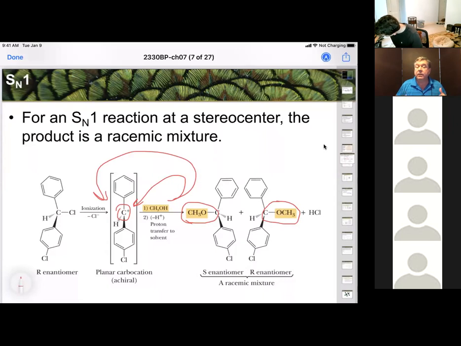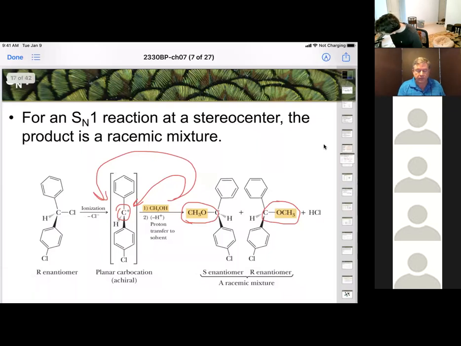Is either side favored? No. Carbocations are trigonal planar. It'll be a 50-50 mixture of being attacked on either side. There's no preference on sides. So another problem with SN1 reactions, besides rearrangement, is that you get this mixing of the stereochemistry of your starting material.